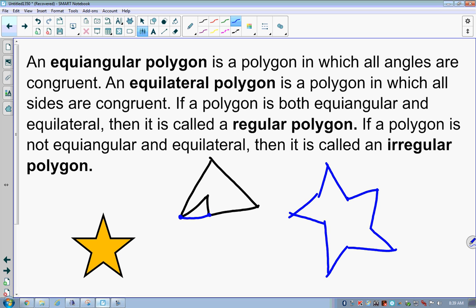Either one. I'll give you a hint. The answer is the same for both of them. Are these convex or concave polygons?